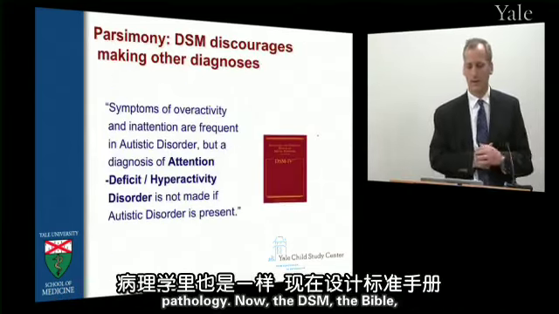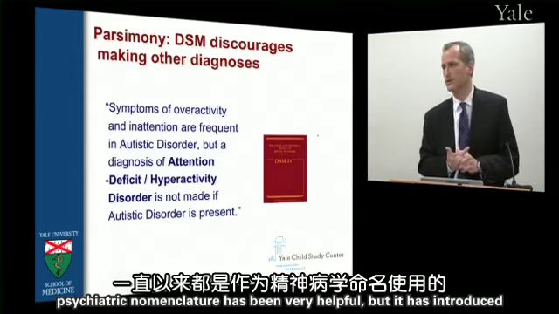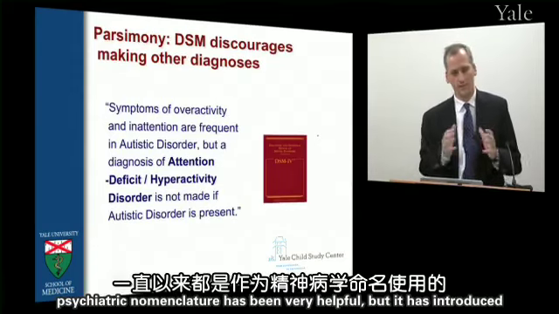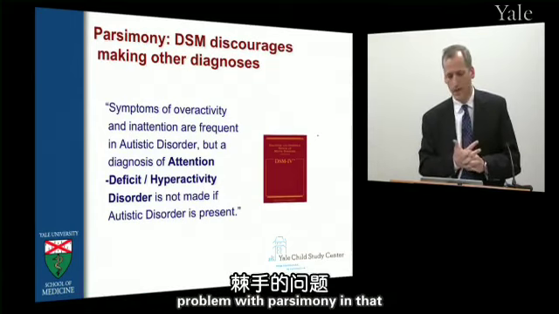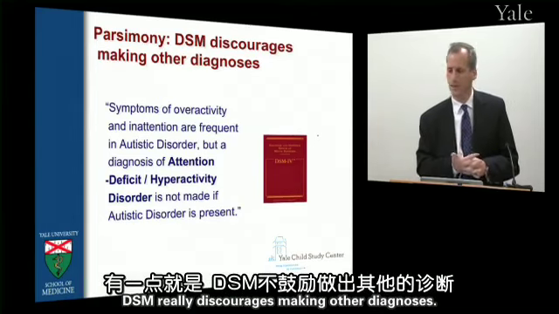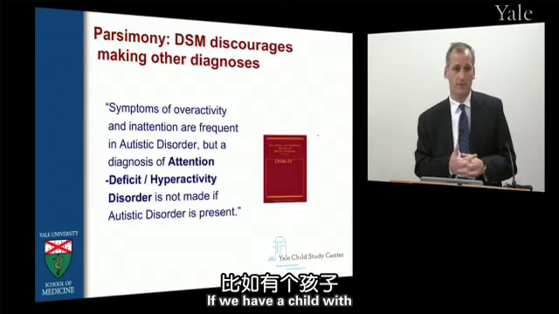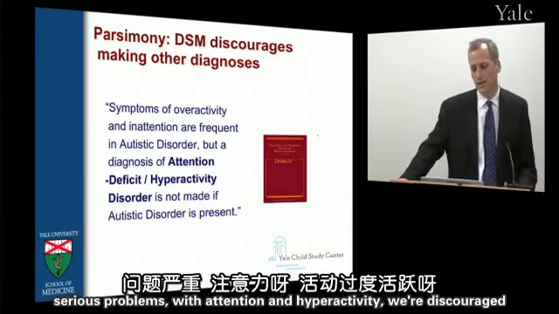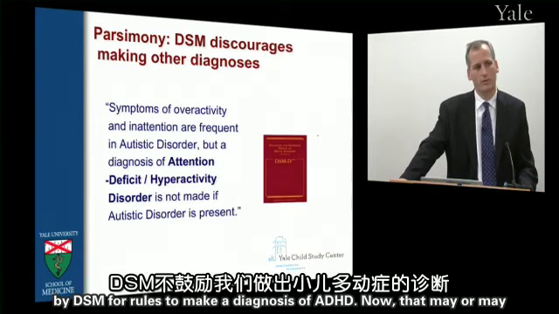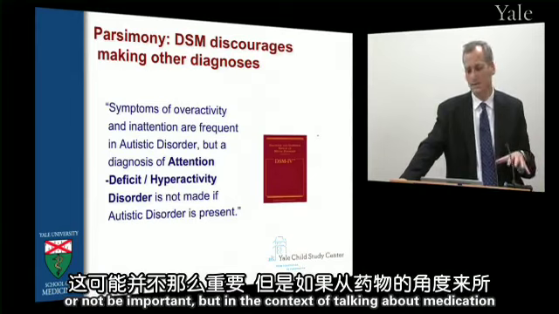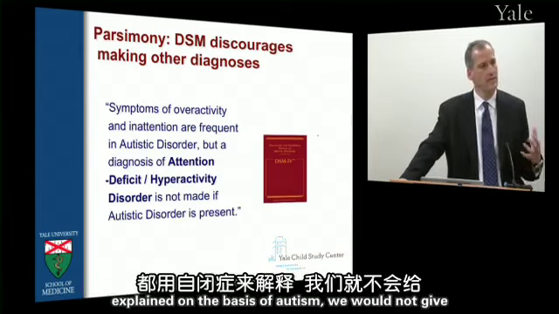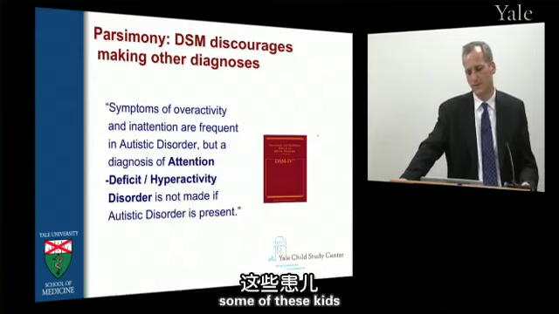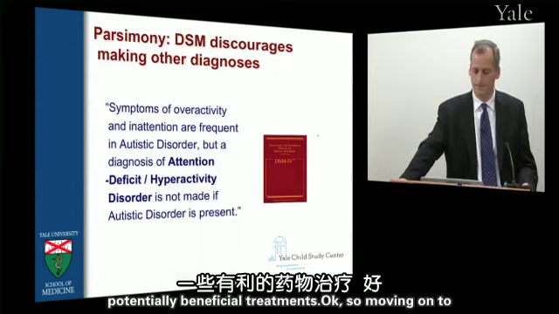Now the DSM, the Bible, if you will, that we use for psychiatric nomenclature has been very helpful, but it has introduced some sticky points. And one of them is this problem with parsimony, in that DSM really discourages making other diagnoses. So that if we have a child with serious problems with attention and hyperactivity, we're discouraged by DSM rules to make a diagnosis of ADHD. Now, that may or may not be important, but in the context of talking about medication, it is relevant, because sometimes if we think that everything is explained on the basis of autism, we would not give some of these kids potentially beneficial treatments.